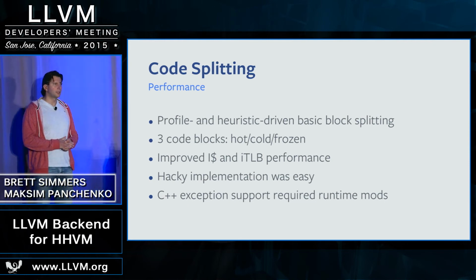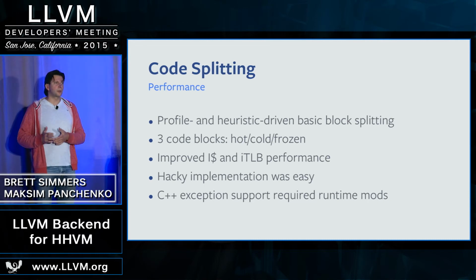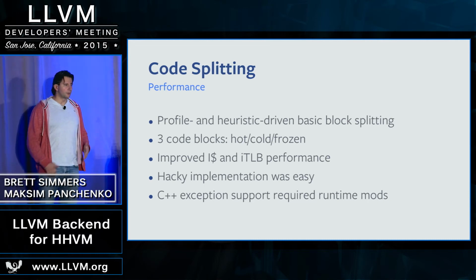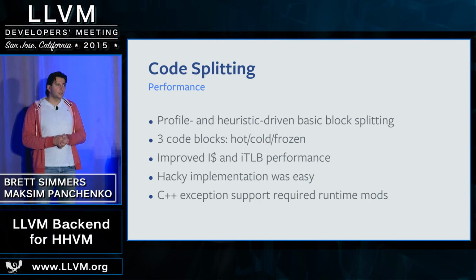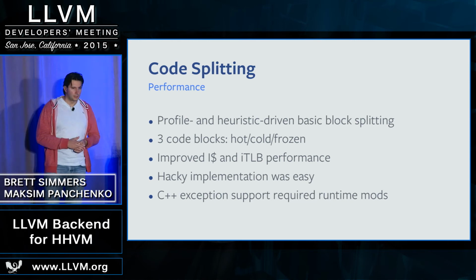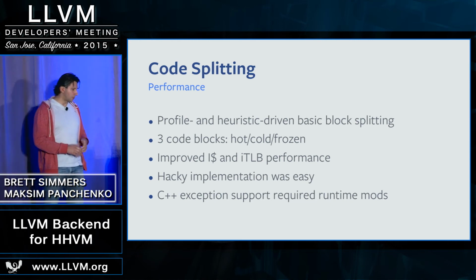And part of the reason is that we use huge pages for translation cache for our JIT code. So ITLB improvement was gone, and iCache improvement, I think we were already getting from splitting the blocks at the function level. So we were having hot blocks at the beginning of the function, followed by cold and by frozen. And it seems like it was enough for instruction cache.